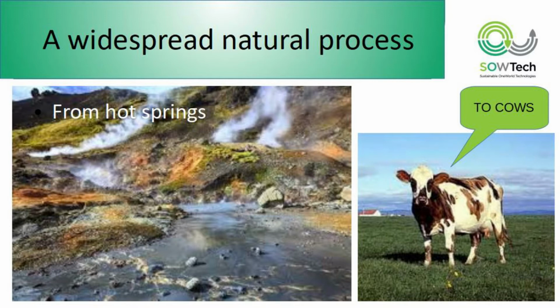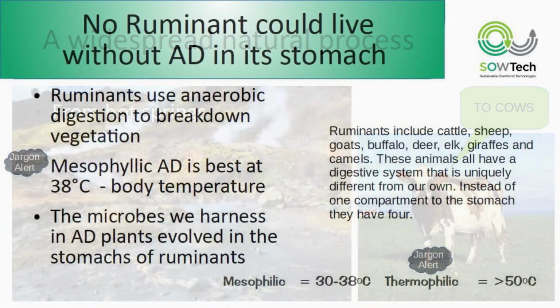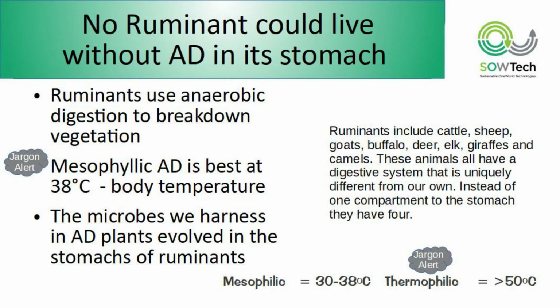But perhaps the best known is the cow, or rather all ruminants. Ruminants host the anaerobic digestion process in their many stomachs, and they use anaerobic digestion to break down vegetation. Without the AD microorganisms, they would be unable to derive their nutrition from the vegetation.